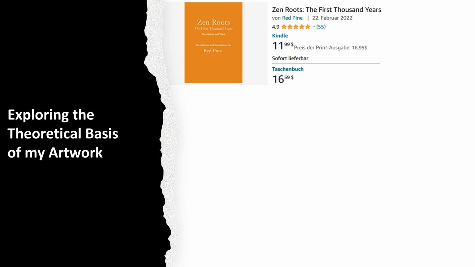Red Pine's book, Zen Roots, is a unique and valuable addition to any Zen practitioner's library. The book compiles texts from the first 1,000 years of Zen, allowing readers to trace the evolution of the teachings and practices of Zen Buddhism. While the book does not include explanations or commentaries, it is an excellent companion to those who have a basic understanding of Zen concepts and practices.